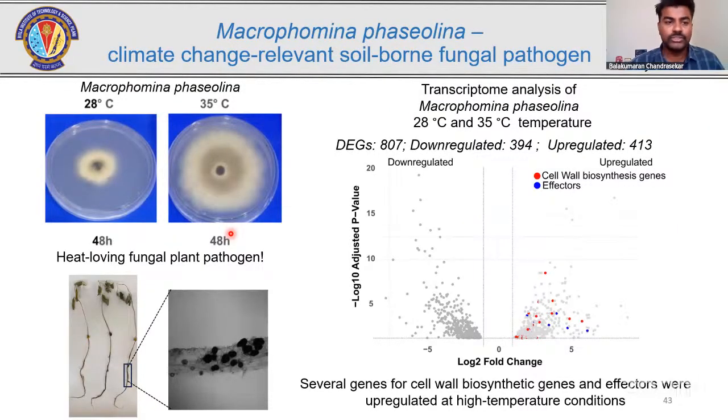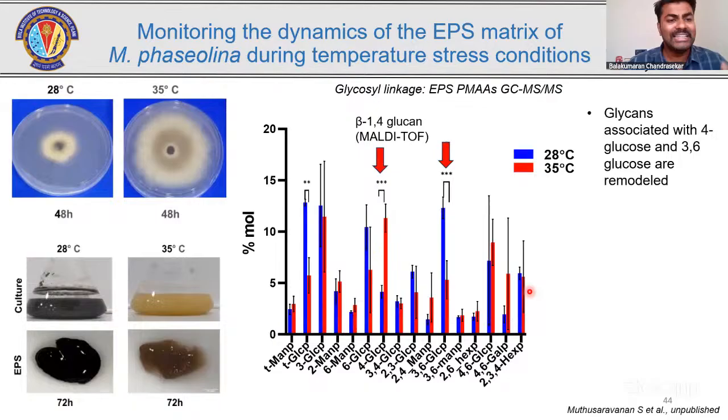So in our lab, I have already told you, Macrophomina phaseolina is a heat-sensitive pathogen. So it is very sensitive to heat. At high temperature, it can grow very fast. So we did a transcriptome analysis to see what changes happen at 28 and 35 degrees Celsius. We were able to see that several cell wall associated genes were upregulated at 35 degrees Celsius, which is a virulent condition for the pathogen infections. The cell wall. So we thought, is there any cell wall remodeling going on in this pathogen at a very high temperature, or the virulent conditions?